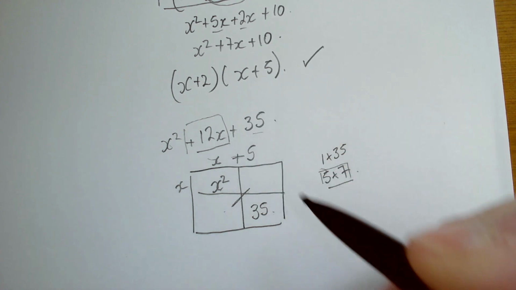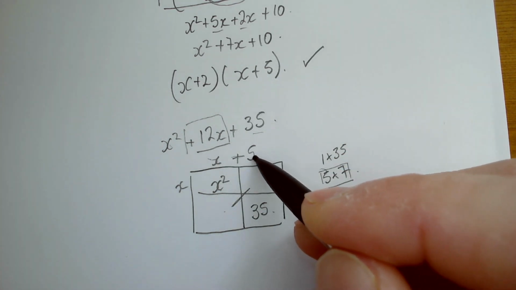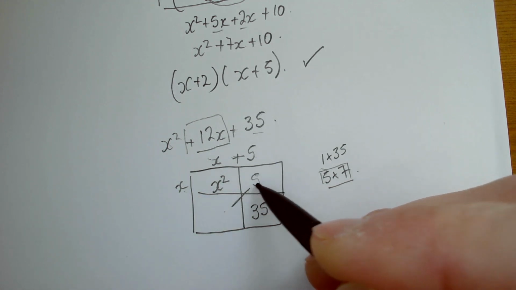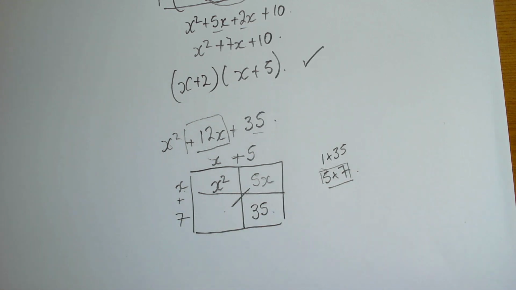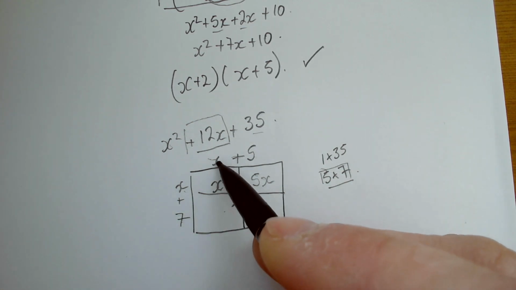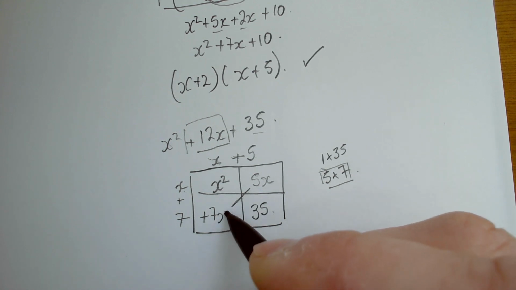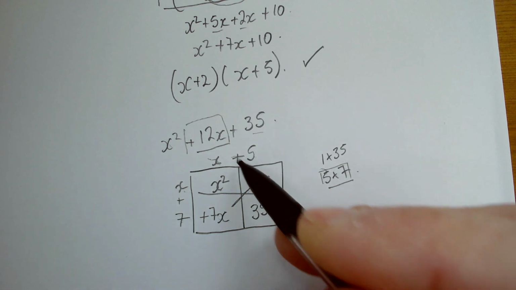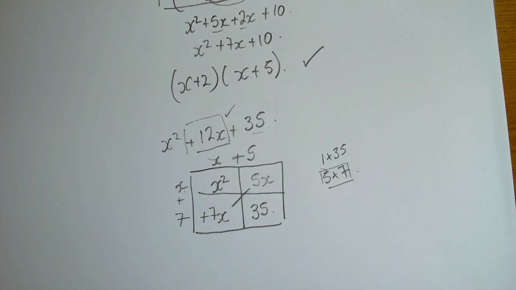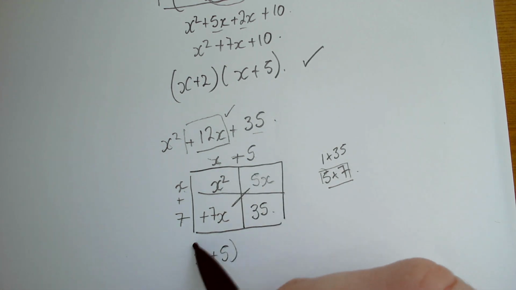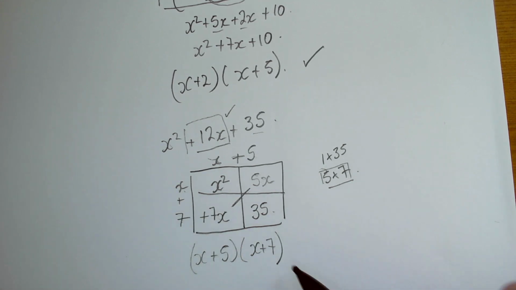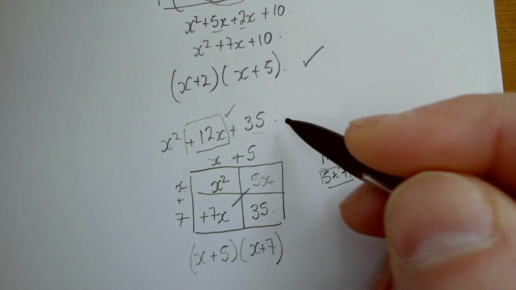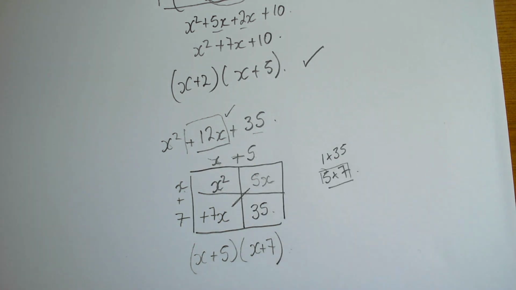So we have plus 5, and we say plus 5 times x gives us 5x. And let's use a plus 7 on the other side here. And we can say that plus 7 times x is plus 7x. And 7x plus 5x will give us our 12x, which is just what we want. So the factors are x plus 5 times x plus 7. And these, x plus 5 times x plus 7, are the factors of x squared plus 12x plus 35.